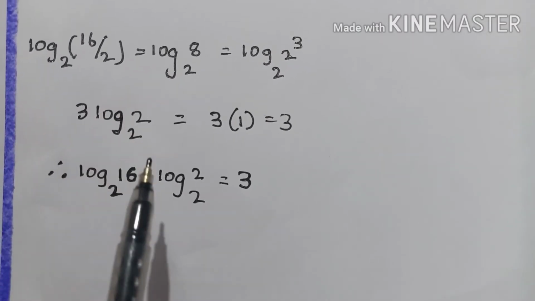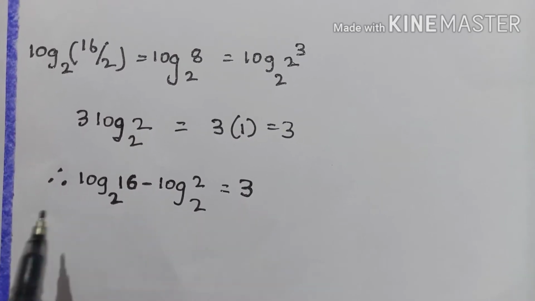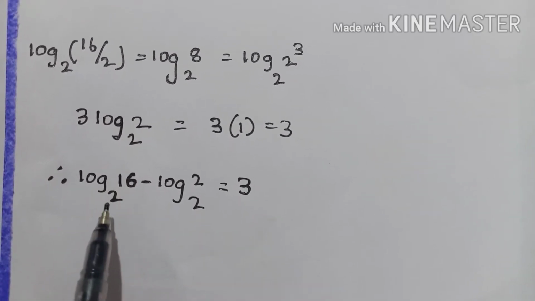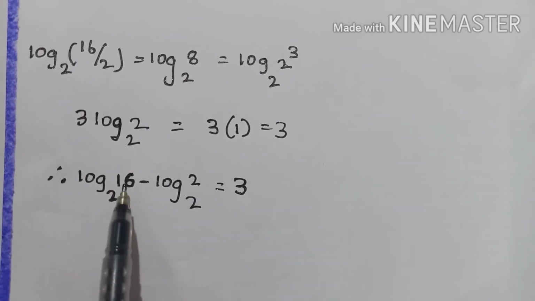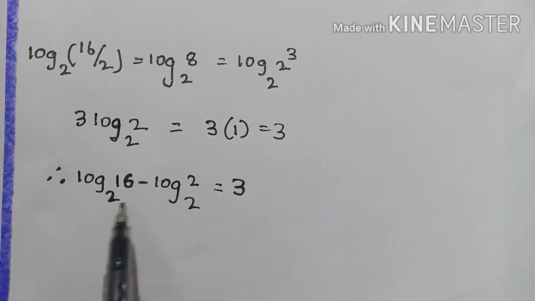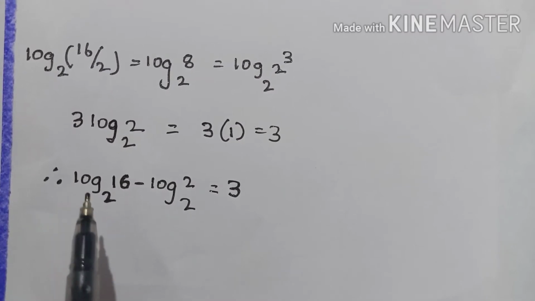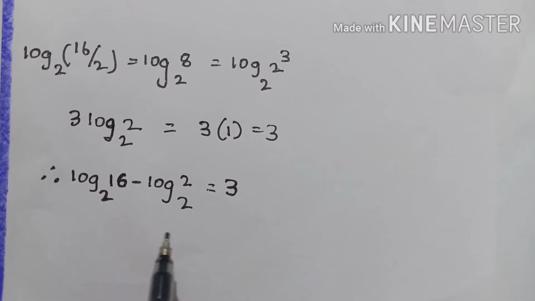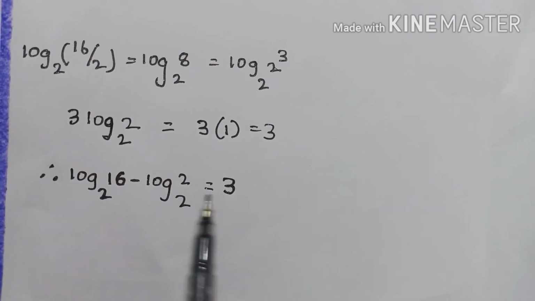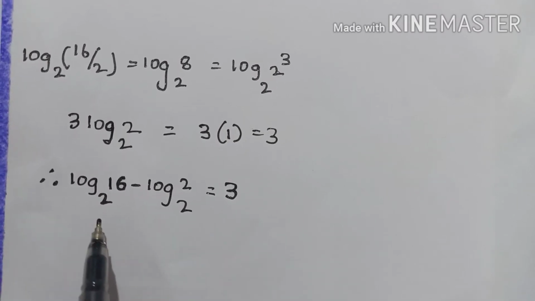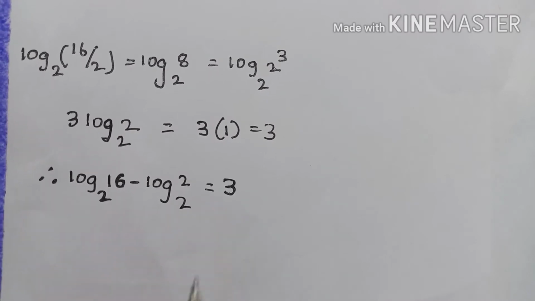Here, for your information, I used a lot of properties, but if you know one property, you can find the answer in one step. Log 16 to the base 2, and here 16 can be written as 2 to the power of 4. Using this, the power 4 comes as a coefficient, so 4 log 2 base 2 minus log 2 base 2. Log 2 base 2 will be 1, so 4 minus 1 is 3, and in that way also you can get the answer. If you want to use more properties and present your paper nicely, use these many properties and find the answer.